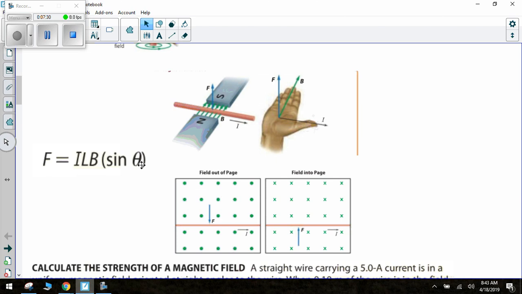So theta is the angle between the magnetic field and the current. If it's perpendicular, like right and up or something like that, that will be 90. If they give you an angle, put the angle in. Oh, I got you. Okay? Yeah, for the most part.